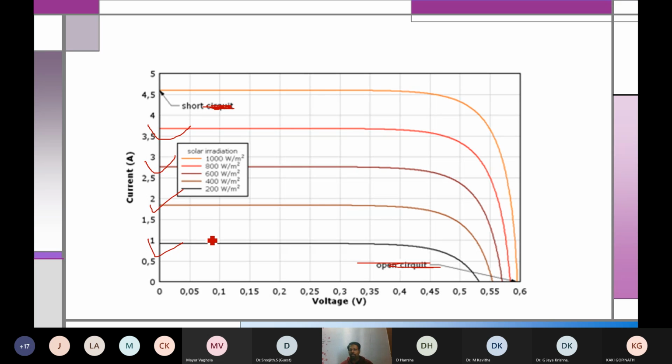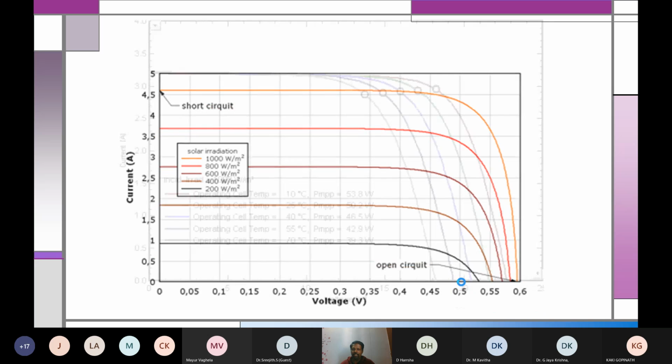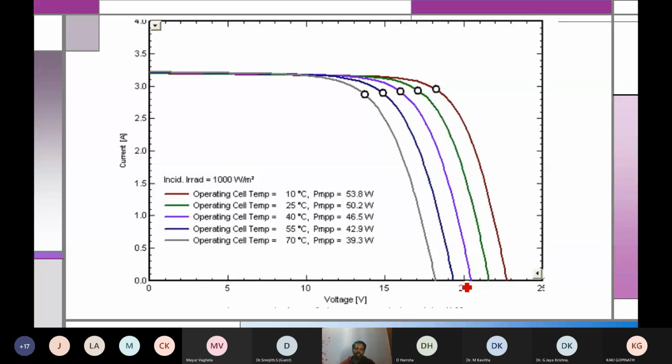Clear? That practically happens in the solar panel, because in a day, morning radiation will be different, at 11 o'clock it will be different, afternoon 12 o'clock it will be different, evening 4 o'clock it will be different. So for different radiation, a solar panel will give a different output like this. The voltage will change, but not that much.